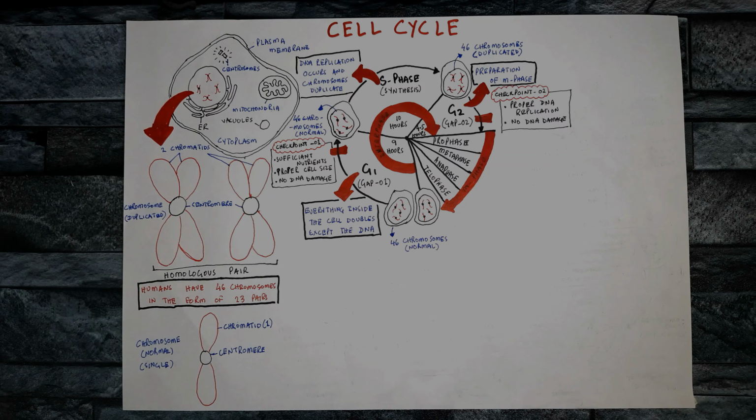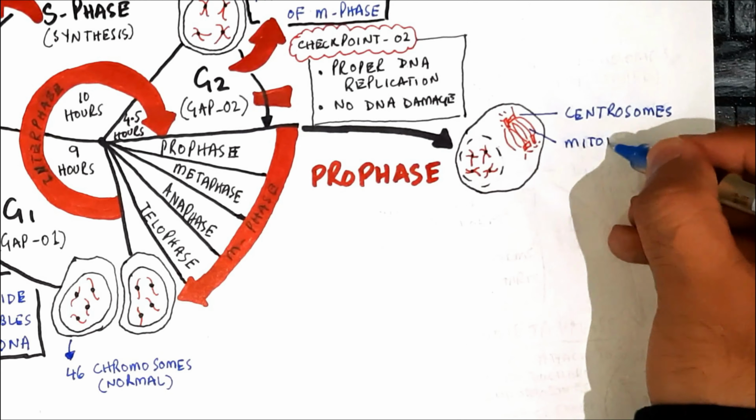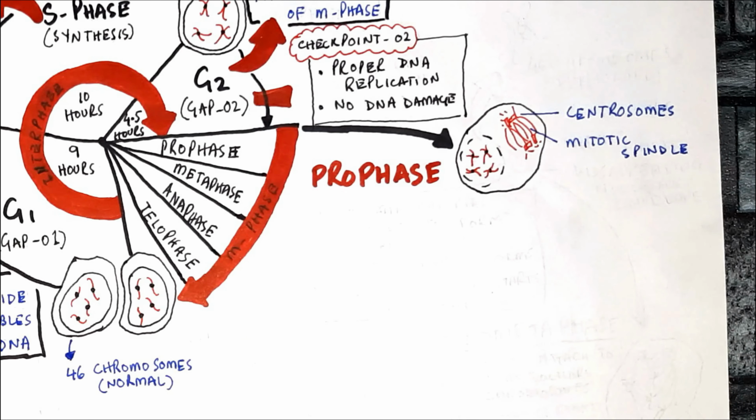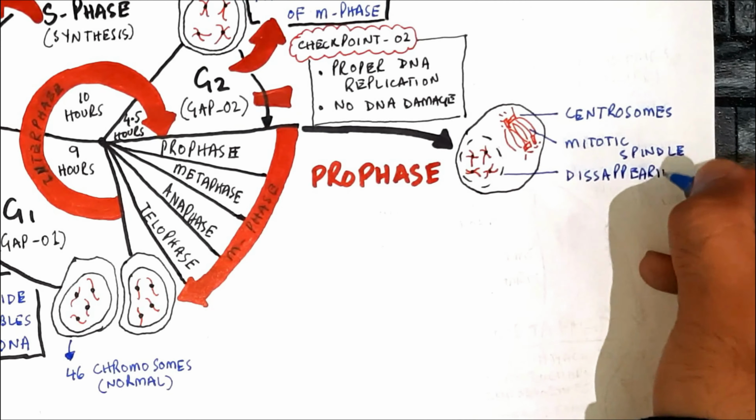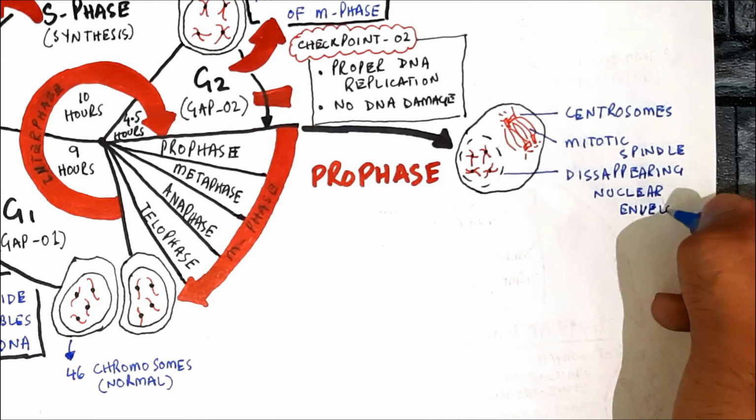So this is the second part of the cell cycle in which we are going to discuss the M phase. Starting off from prophase, the first phase. In prophase, the cell undergoes visible changes. You see the nuclear envelope starts to disappear. We have the centrosomes which are doubled, and the mitotic spindle forms. So you can see here the disappearing nuclear membrane.